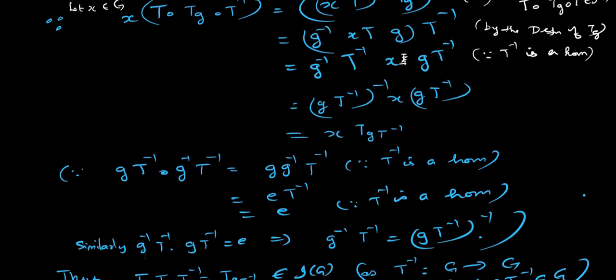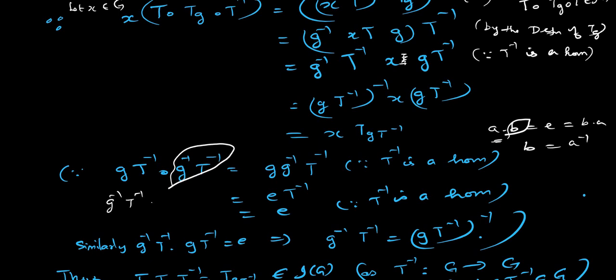In the same way, we can show that g inverse T inverse composition g T inverse is e. Again, on the same principle, whenever we have A dot B equal to e, where e is the identity element, and B dot A equal to e, whatever we have here will be the inverse of whatever we have here. So in this case, whatever we have here will be the inverse of whatever we have here: (g T inverse) the whole inverse. So that is what is written here.